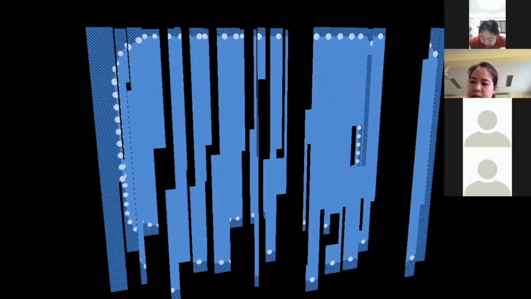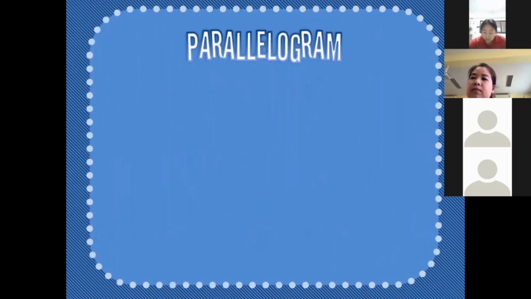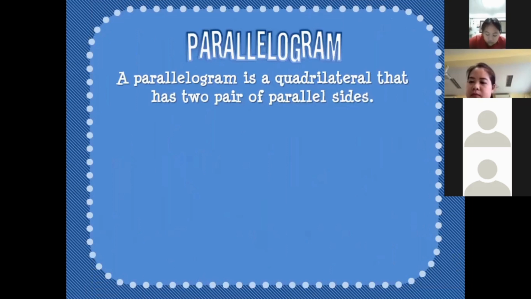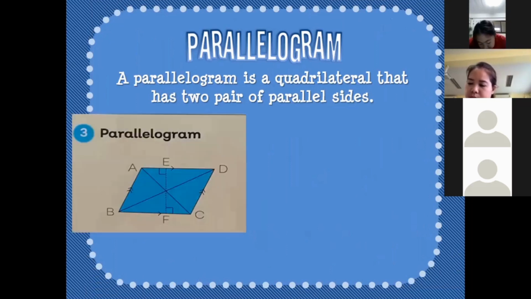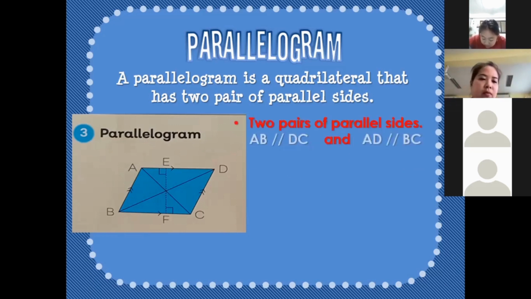Next one, parallelogram. A parallelogram is a quadrilateral that has two pairs of parallel sides, the same as a square and rectangle. But this shape is the sideways version of the rectangle. The rectangle is straight, but in the parallelogram, the other two sides are slanted sideways. So a parallelogram has two pairs of parallel sides. Again, parallel means the same direction. You know that one already.